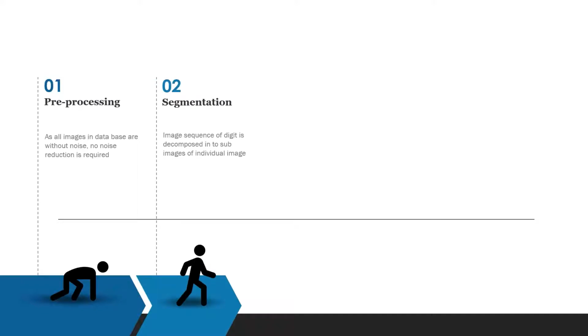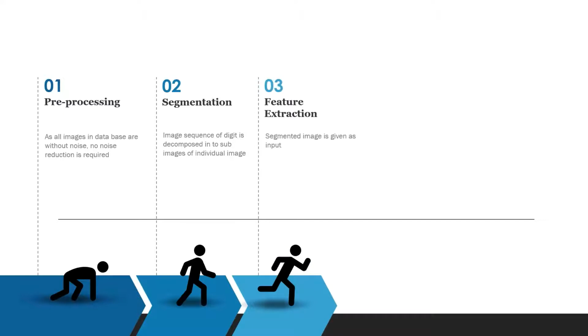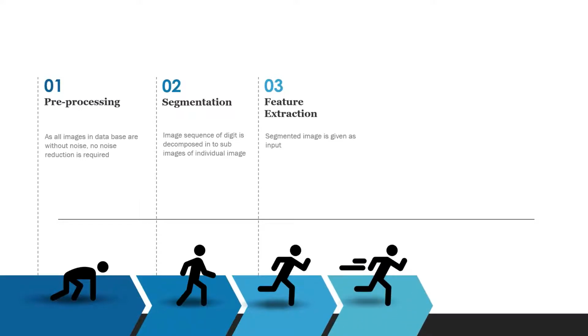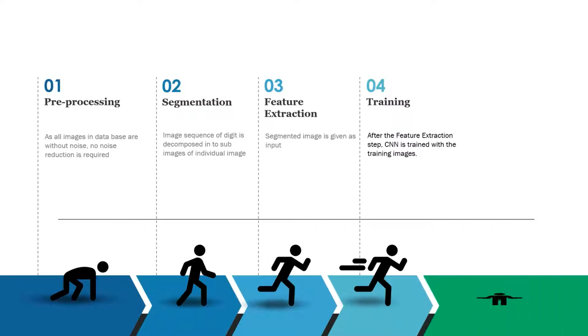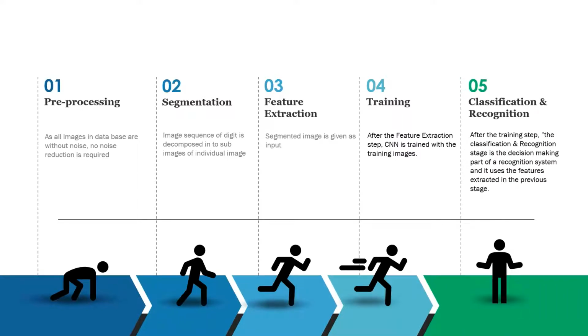After the processing step, an image of a sequence of digits is decomposed into sub-images of individual digits. The third one is feature extraction. After the segmentation step, the segmented image is given as input to the feature extraction module. Training: after the feature extraction step, CNN is trained with the training images. And finally, classification and recognition. After the training step, the classification and recognition stage is the decision-making part of the recognition system, and it uses the features extracted in the previous stage.